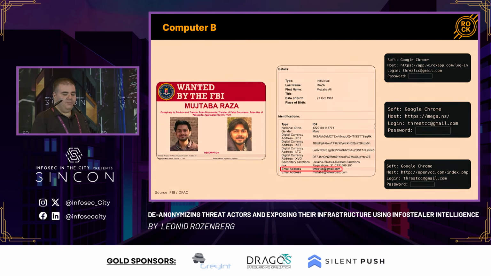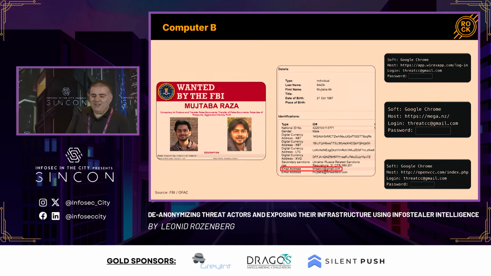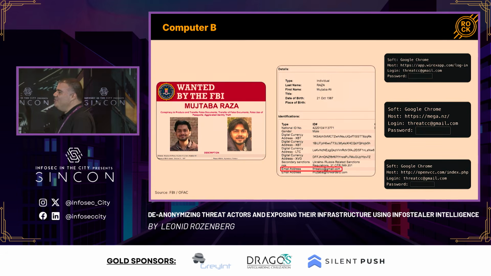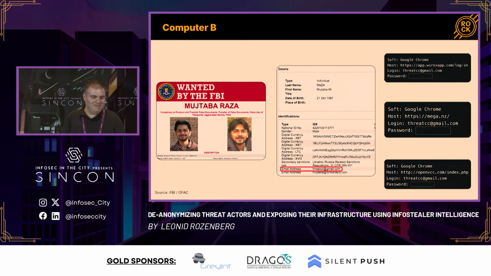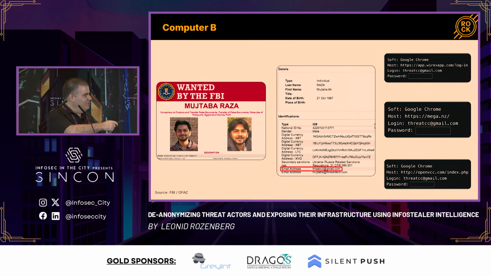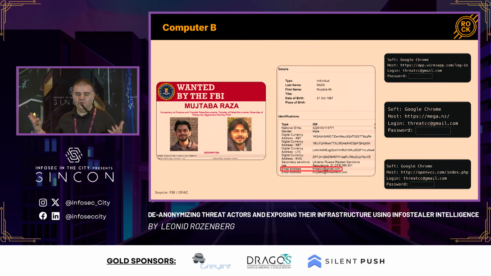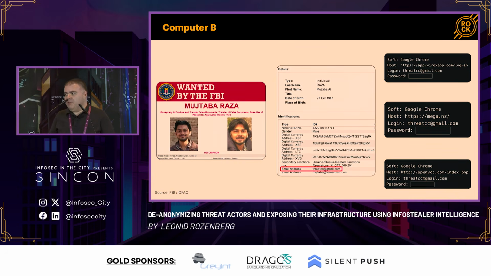The same goes for computer B. We found evidence of Mujtaba Raza and his email threatcc@gmail.com being used on this computer. So basically, this is how we linked all existing wanted personas to those devices, and also discovered two new personas that maybe law enforcement will consider adding to the list too.